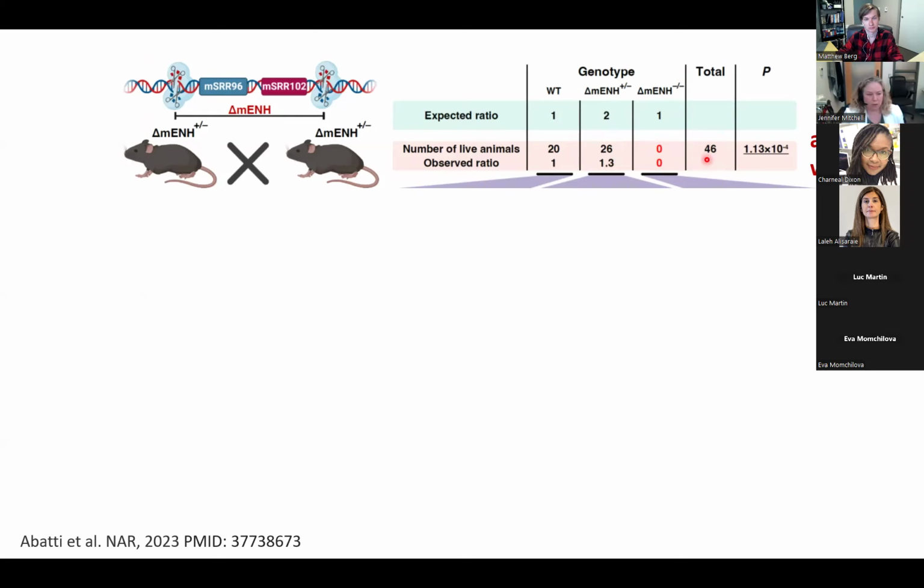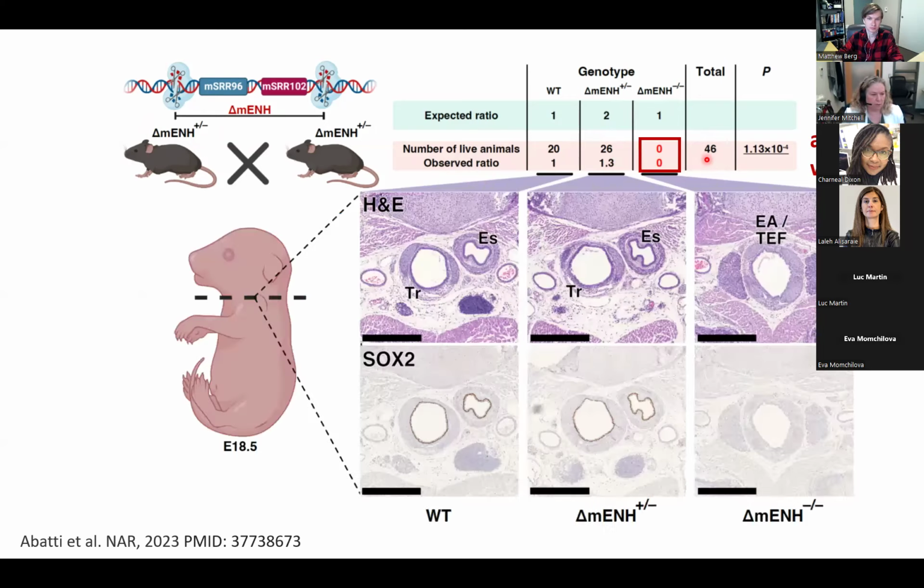And we decided to look at E18.5, which is just the day before the mice are born. We were actually interested in looking at airway and lung development because of our understanding of SOX2's role in that context. And what we found was this very striking phenotype whereby the enhancer deleted homozygotes don't separate out the esophagus and the trachea into two tubes.